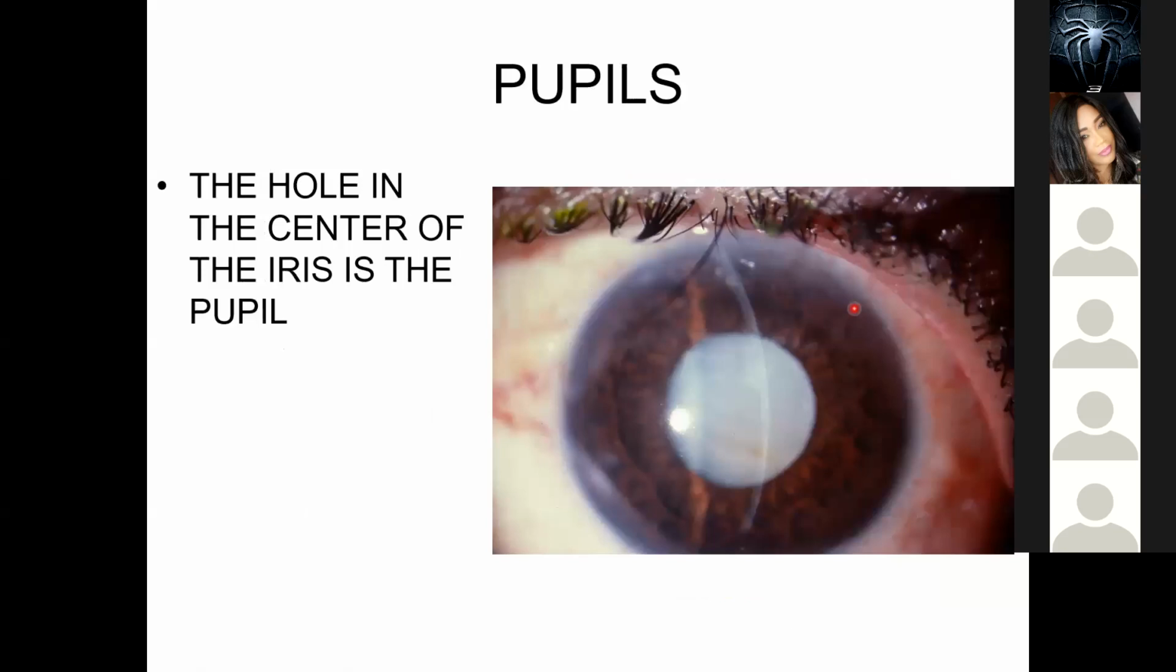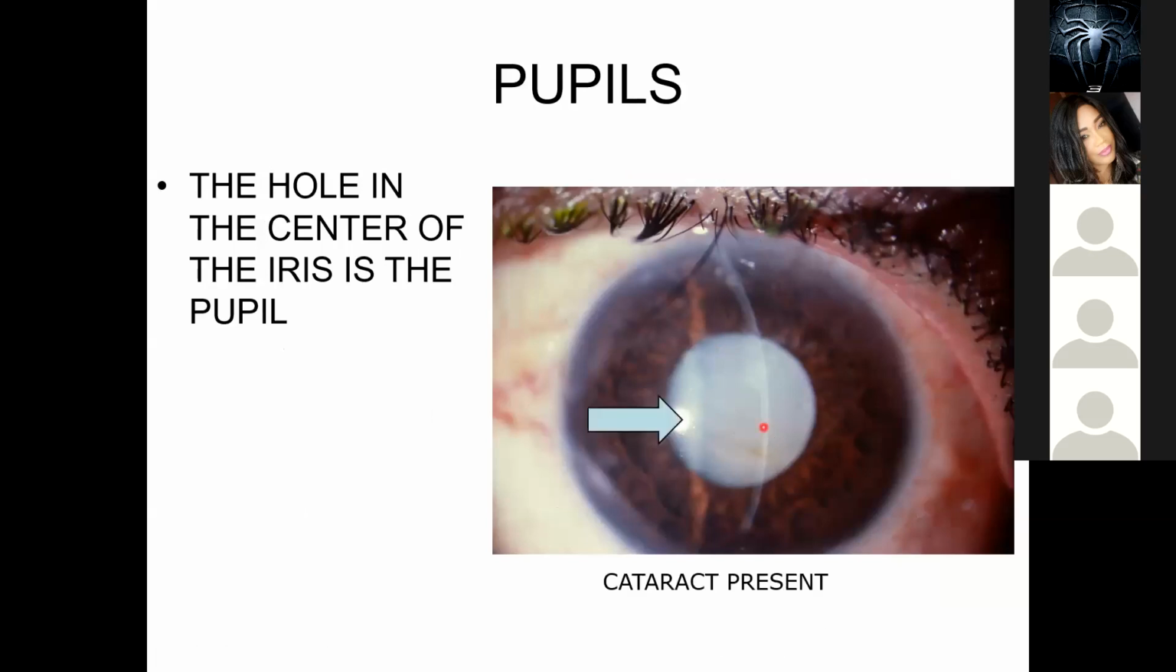So the pupil, as I said, is the central part of the iris, and that is where you'd see through into the lens. Now this pupil here is white because of the presence of cataract. Cataract is also a lecture on its own. We'll look at that shortly, as well as glaucoma.